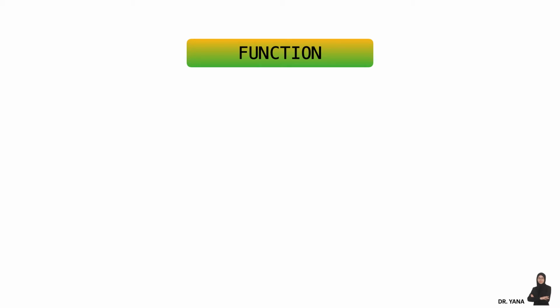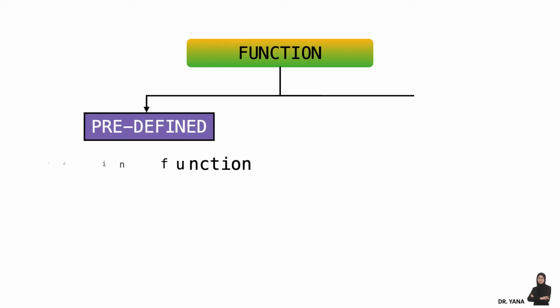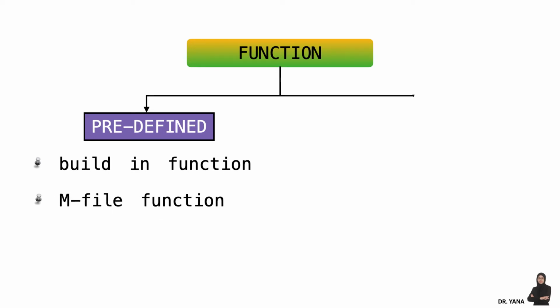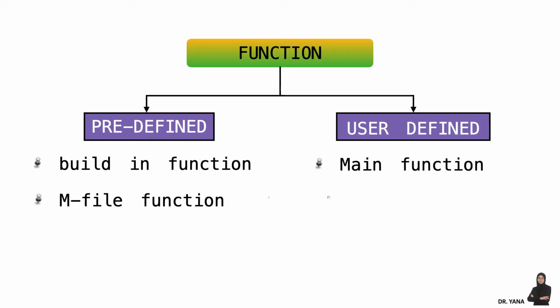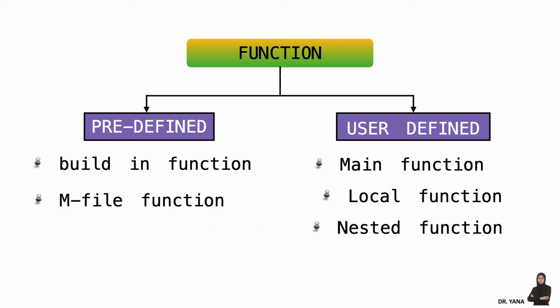Function is divided into two types. The first one is the predefined function. Under predefined function, we have built-in function and M file function. While under the user-defined function, we have main function, local function, and nested function. The built-in function in the predefined function, the code can't be accessed by the end user. While the M function under the predefined function, the code can be accessed by the end user.